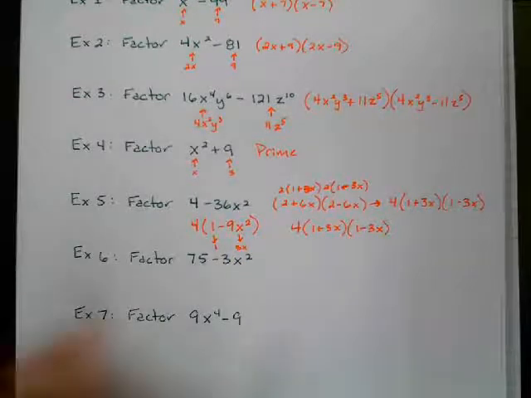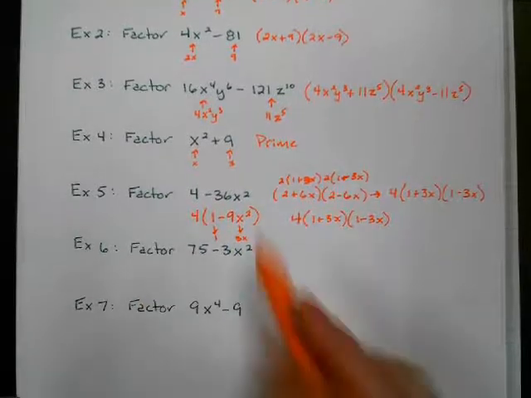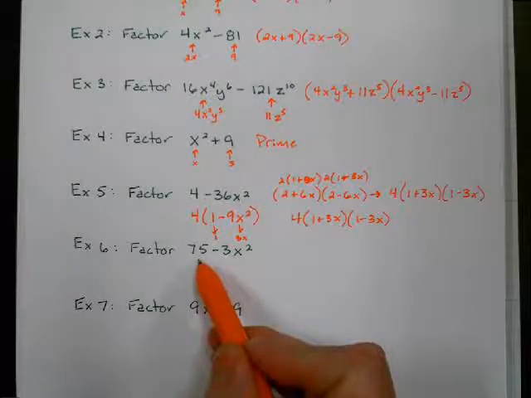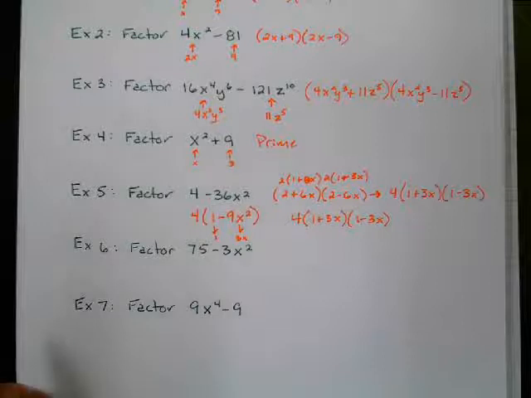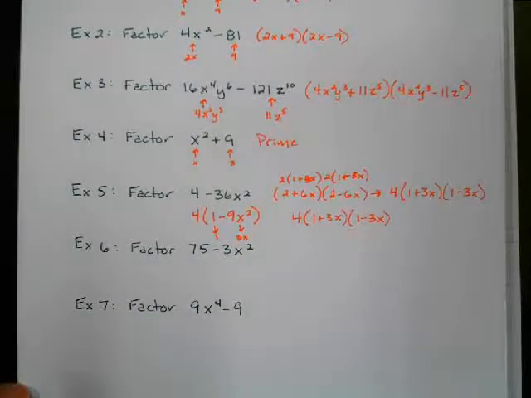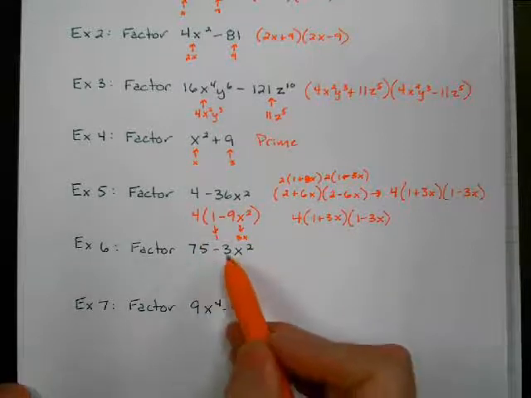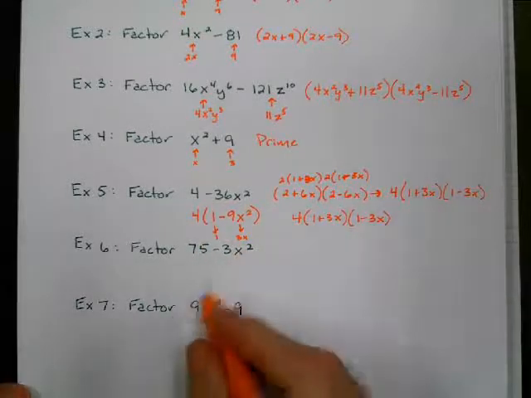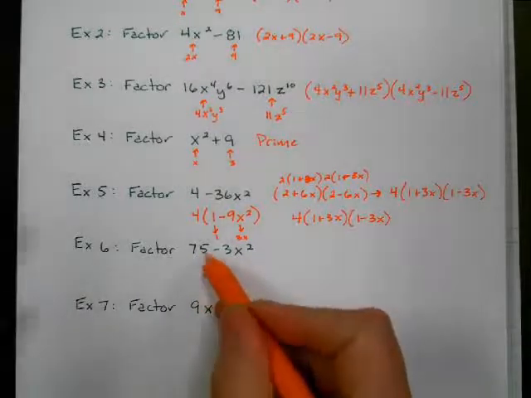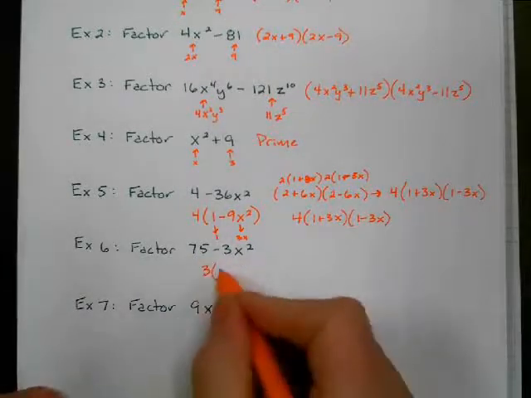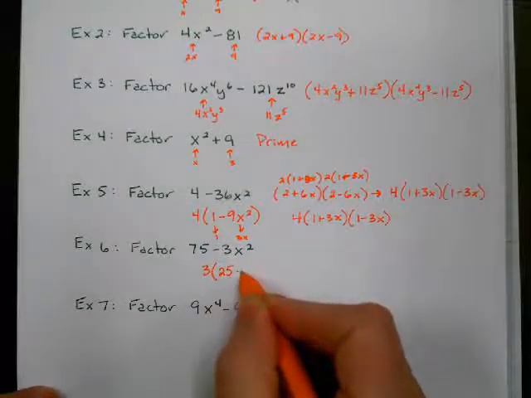On number 6, looking at this one, is 75 a perfect square? No. Is 3x squared a perfect square? No. So we might think this is prime, but there's a GCF. So what number goes into 3 and 75? 3 does. So let's factor out a 3 first. Okay, so if I had 3/4, that'd be 75 cents, right? So that's 25. And then minus x squared.